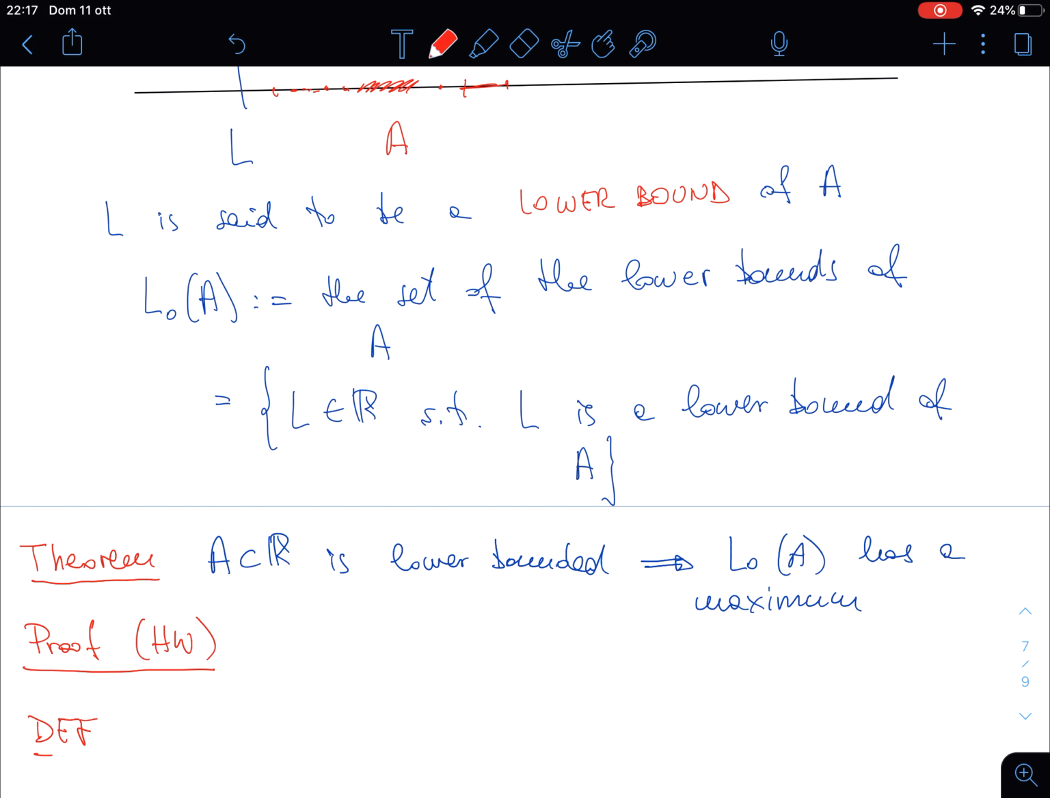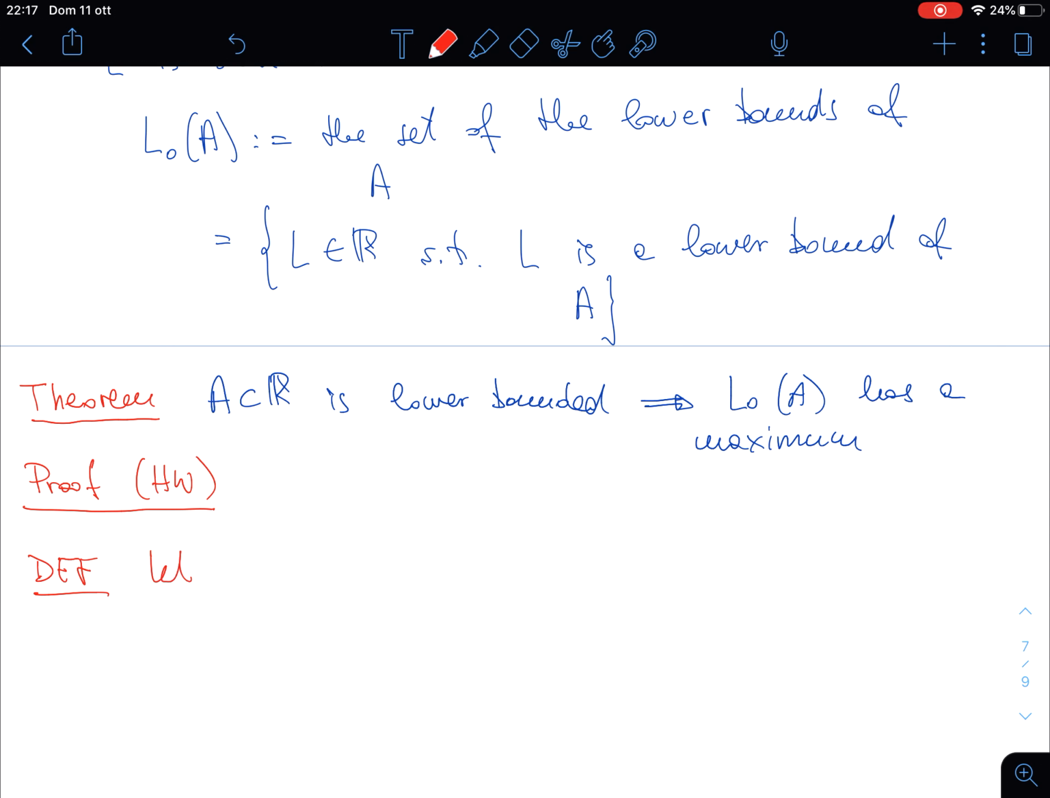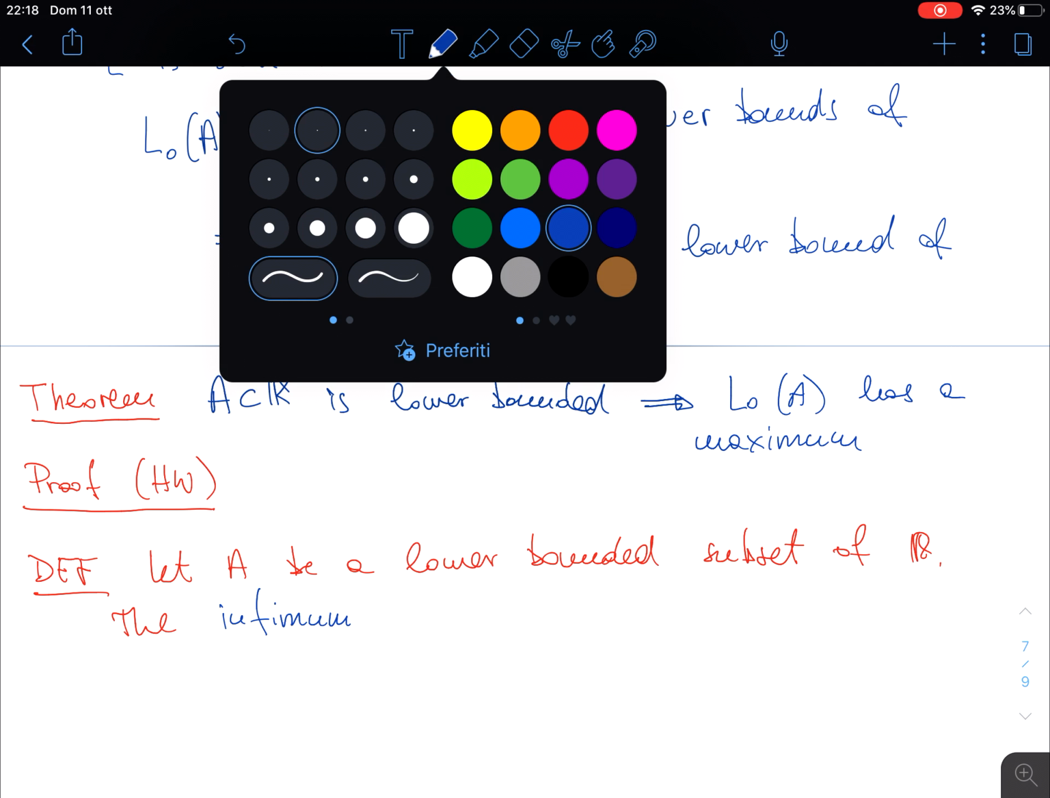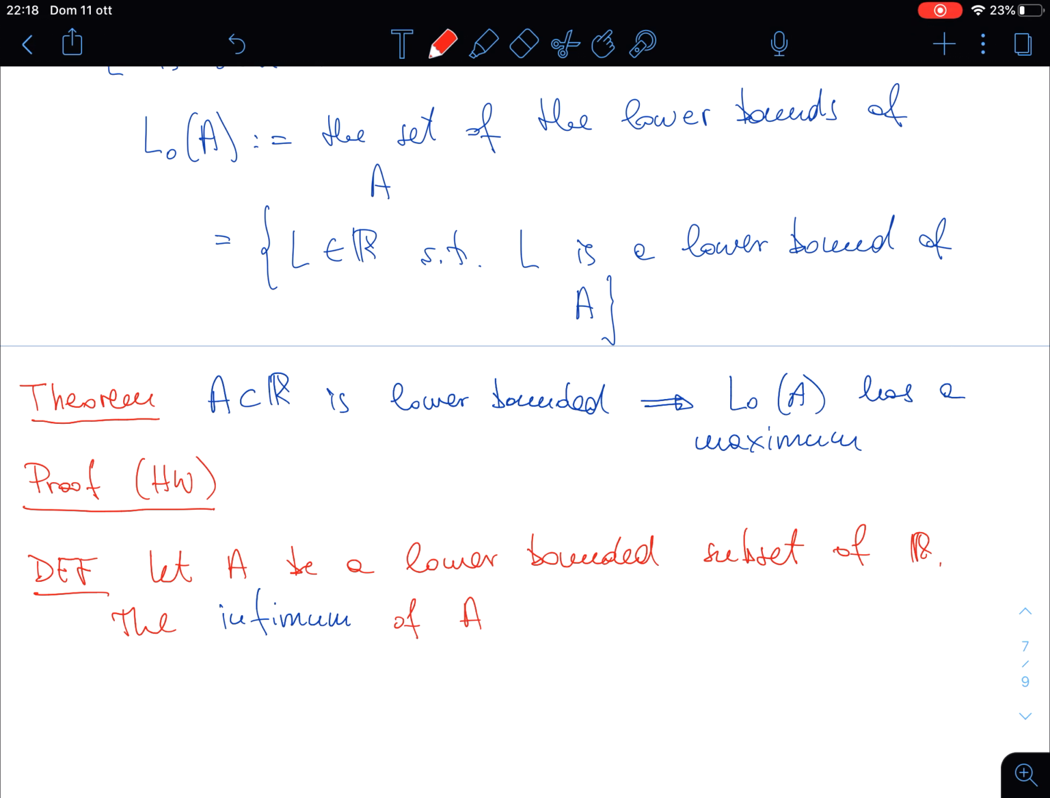And the definition that follows is immediate. So we say let A be a lower bounded set of R, then the infimum of A is nothing but the maximum of the lower bounds of A. So the definition is that infimum of A is maximum of low of A.